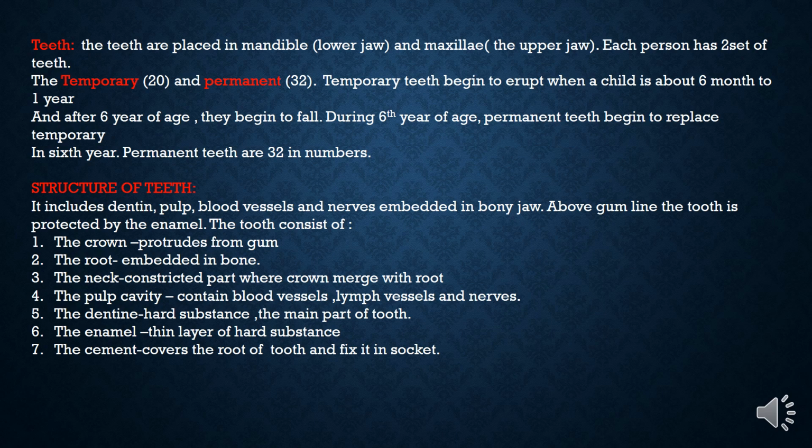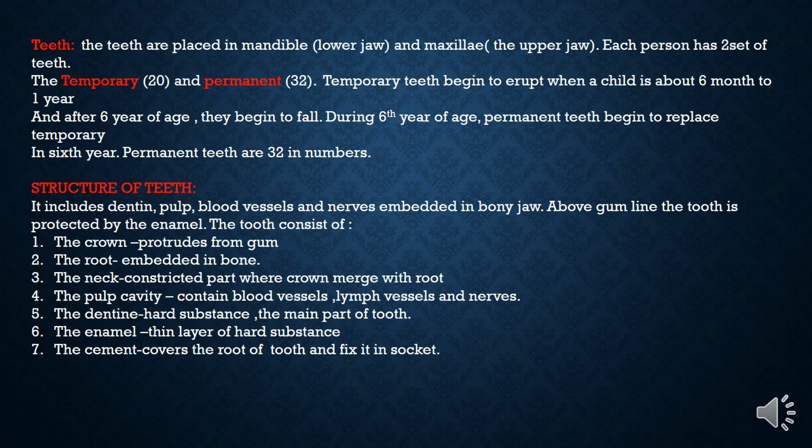Each person has how many sets of teeth? Two sets of teeth. First one is temporary. Temporary teeth are 20 in number. Permanent teeth are 32 in number. Temporary teeth begin to erupt when a child is about 6 months to 1 year. After 6 years of age, they begin to fall. During the 6th year of age, permanent teeth begin to replace the temporary. Permanent teeth are 32 in number.